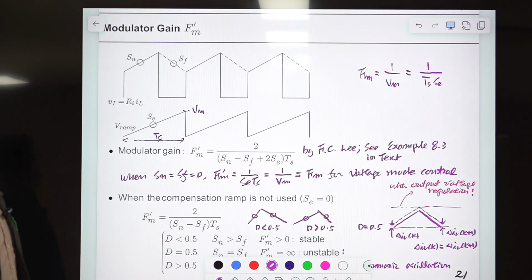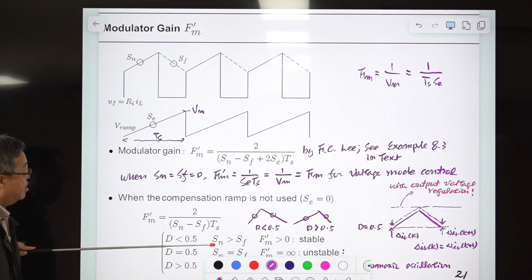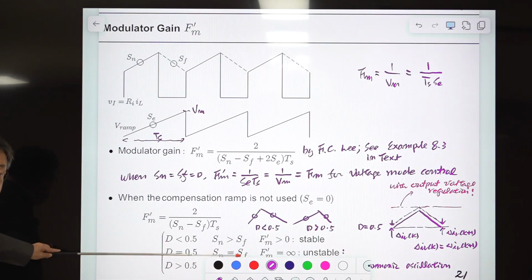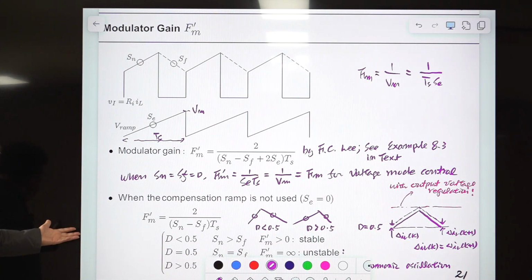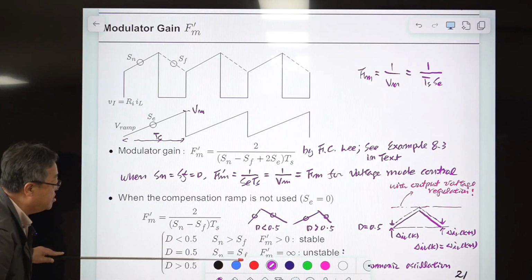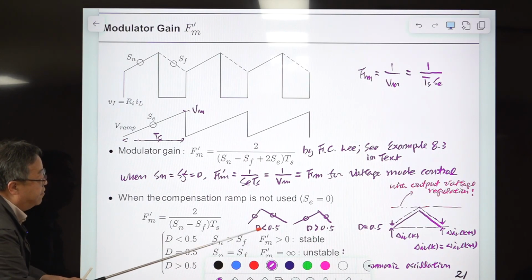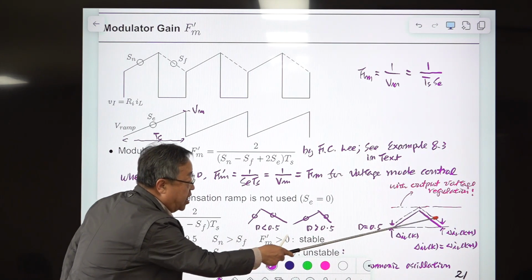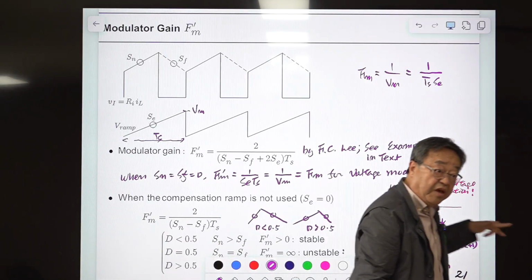This is current mode control without a stabilizing ramp. When D is less than 0.5, SN is always larger than SF. That means this becomes a positive number. So this is stable, because we are using negative feedback. When D is 0.5, the on-time slope and off-time slope become the same, and we'll explain this case later.